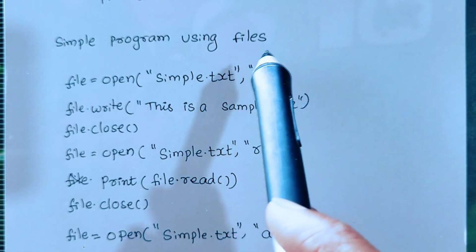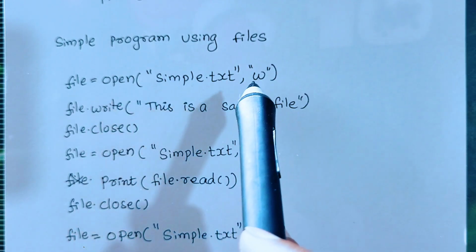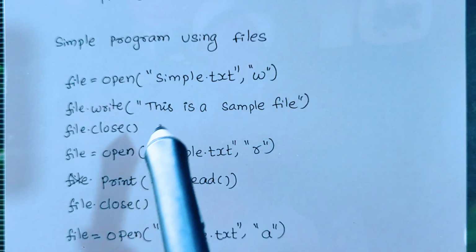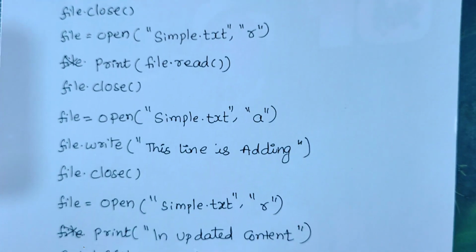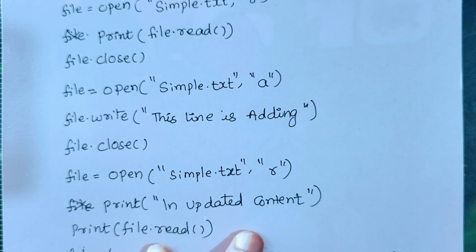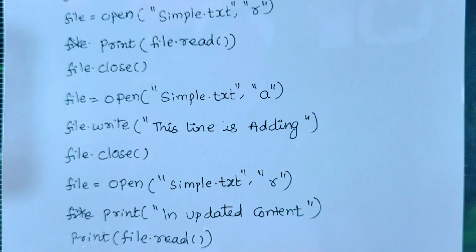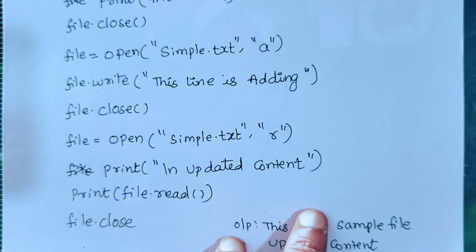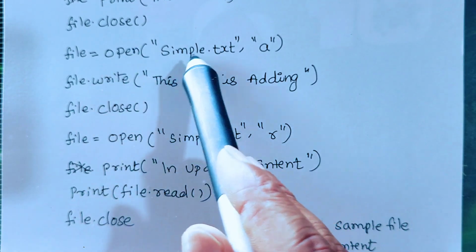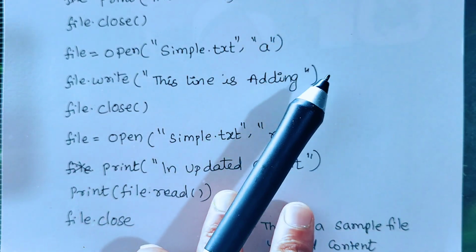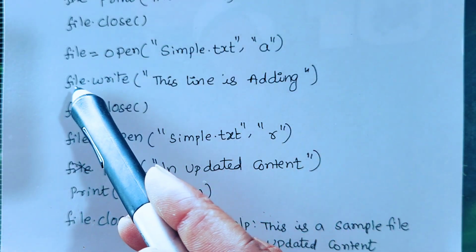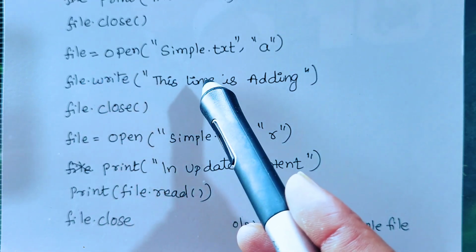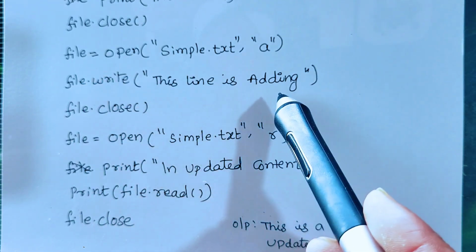I created a file using w, that's why I have given w here. I created it here, and here I want to read it. Then I want to add some text to the file. So what can I use? I can open simple.txt in append mode. Here I want to add something to the existing file. So I can write again file.write, this line is appending.